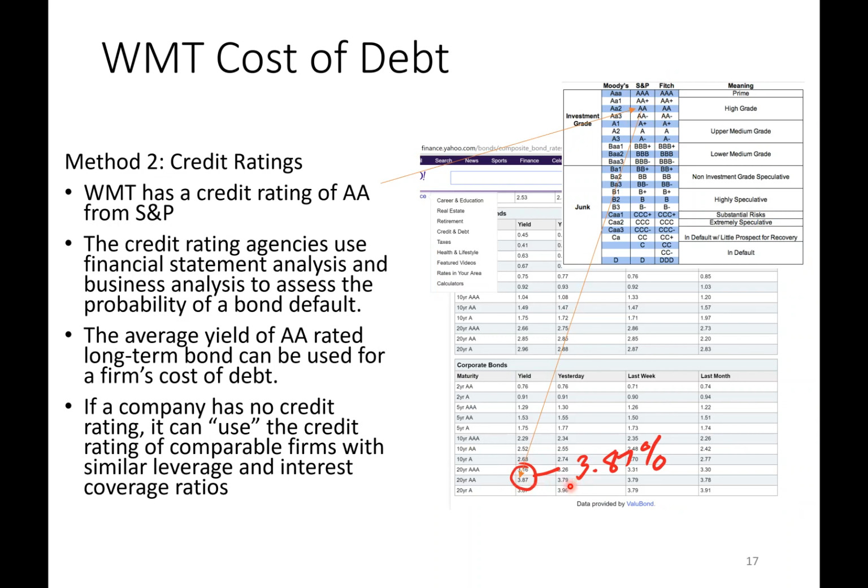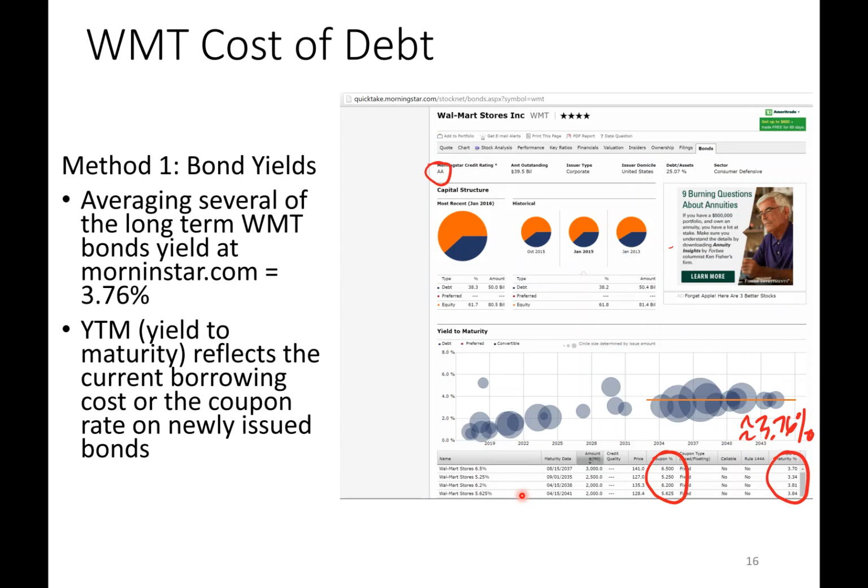So I could use 3.87, and hopefully the credit rating captures the risk and cost of debt for a firm. The advantage of this is kind of like the industry beta advantage. Maybe there's something going on with these bonds. It doesn't say here, but maybe these are callable, or there's some special provision in those bonds.